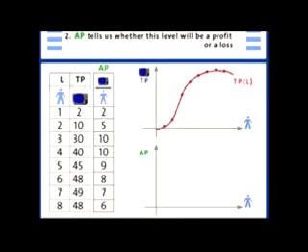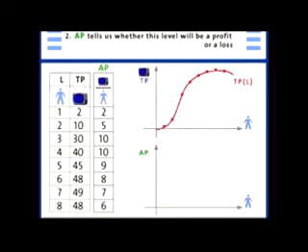And here we've got 2 workers producing 10 TVs for an average product of labor of 5 TVs per worker. Then 3 and 30 gives me an average of 10 per worker, which is exactly what I get with 4 workers producing 40 TVs. And 5 workers producing 45 takes my average down to 9 TVs per worker. And then 8, and then 7, and then 6.